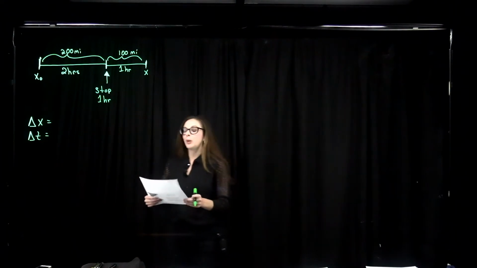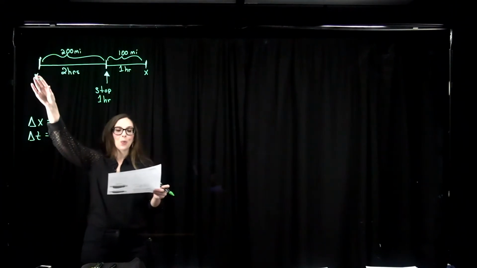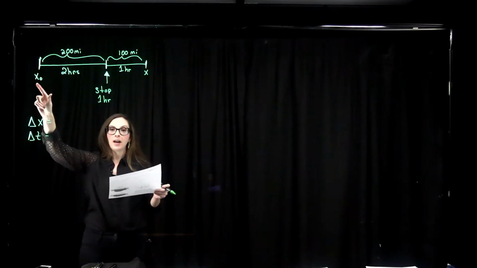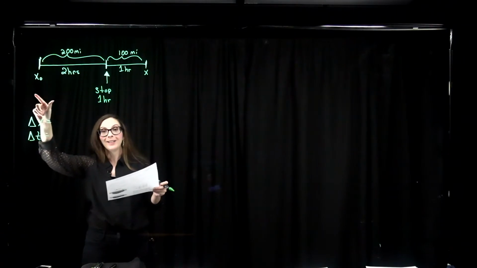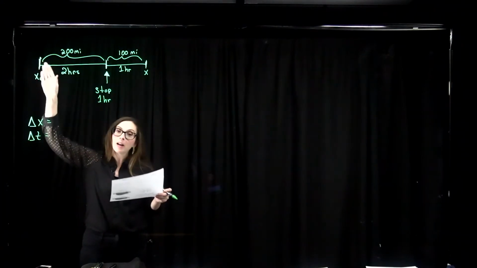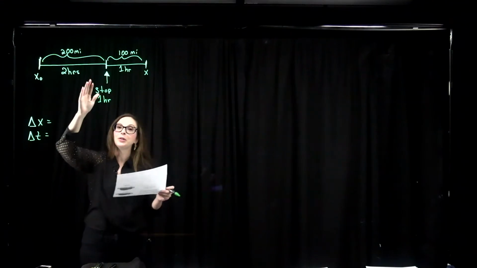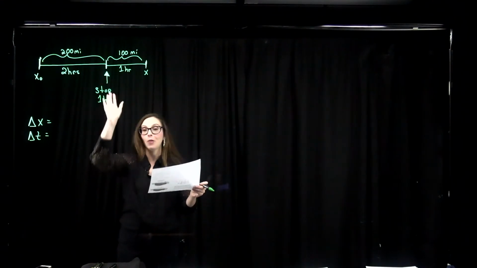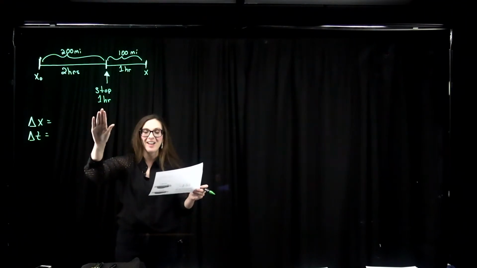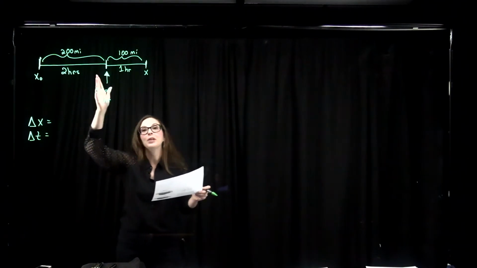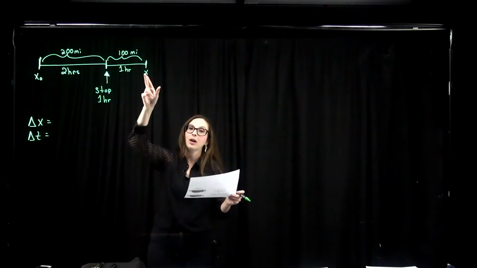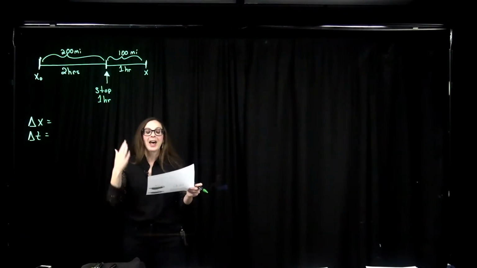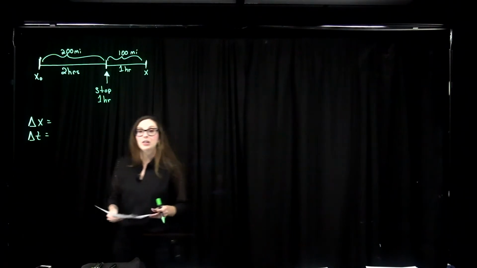Suppose I drive a car for 200 miles in 2 hours. I'm going to say x sub 0, or x sub naught, is the place where I start. I'm driving for 2 hours for 200 miles. Then I stop for a total of 1 hour to have lunch. Then I get back in the car and drive another 100 miles for 1 hour before I reach my destination. The question is to calculate our average speed.